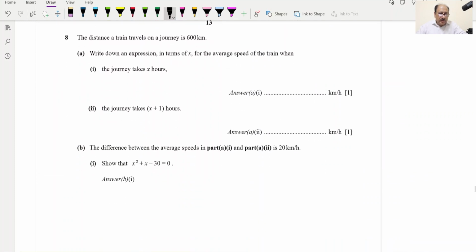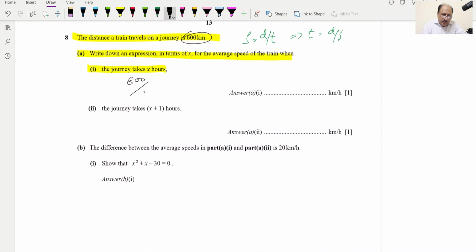Now here comes question number 8. Question number 8 says the distance a train travels on a journey is 600 kilometer. Write down an expression in terms of x for average speed of the train when the journey takes x hours. So speed is equal to distance over time. Distance covered is this one, so this implies time is equal to distance over speed. Distance is 600 and speed is x, so it will be 600 over x. The journey takes x plus 1 hours, so it will be 600 divided by x plus 1 hours.